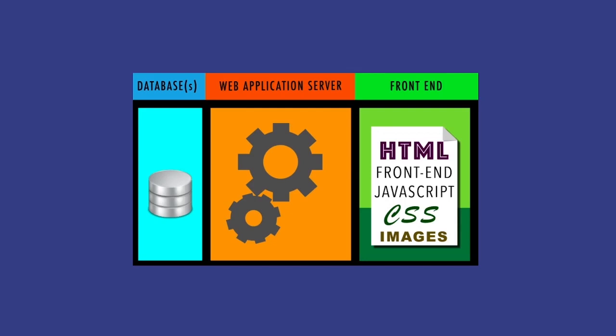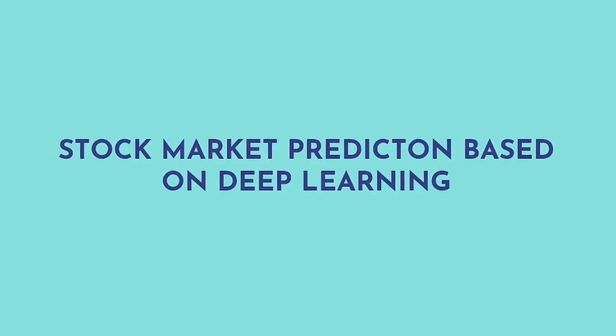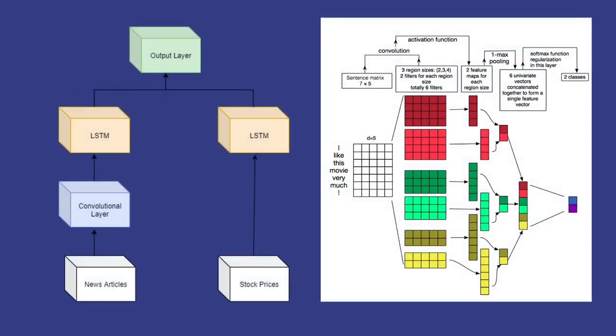So with that being said, next, let's talk about the applications of Python in machine learning and deep learning applications. Python libraries such as scikit-learn, Keras, OpenCV, dlib, etc. are used in various machine learning and deep learning tasks. Some examples include chatbots, face recognition, speech recognition, etc. Now let me show you a demo of a project that I and my team created in our final semester. The title of the project is Stock Market Prediction Based on News Articles Using Deep Learning.